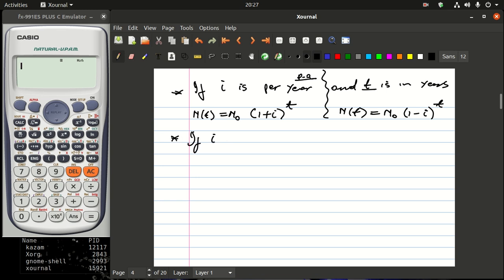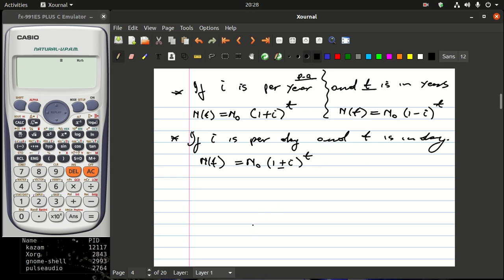If I is per day, we're receiving this interest per day, and t is in days. So if I is per day and t is in days, we still use the same thing. We're going to have N of t equal to N naught, and then 1 plus I raised to t. That's it. For decay, we just have a minus there.